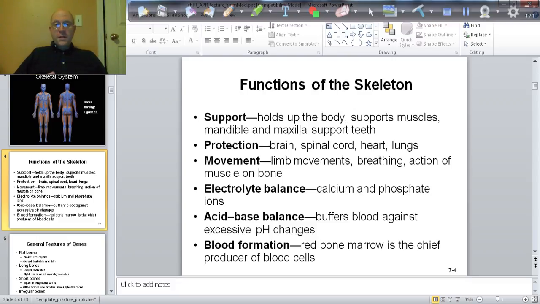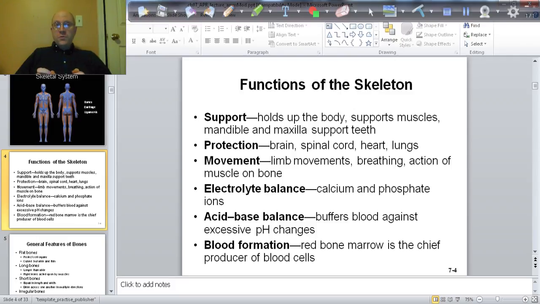If we have too low a level of those elements in the bloodstream, then those electrically active organ systems don't work as well. Then, acid-base balance. Your bone, both the mineral portion as well as the collagenous portion, have the ability to buffer blood against excessive pH changes, which means it can go in either direction.